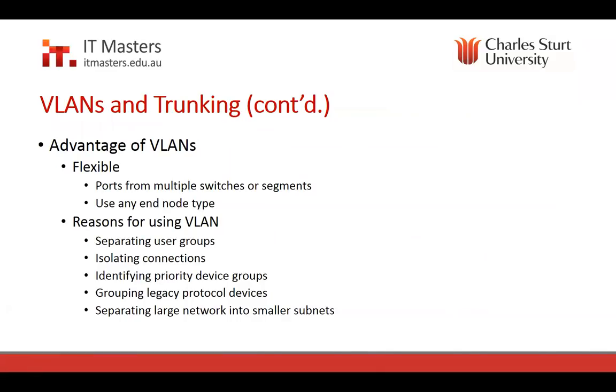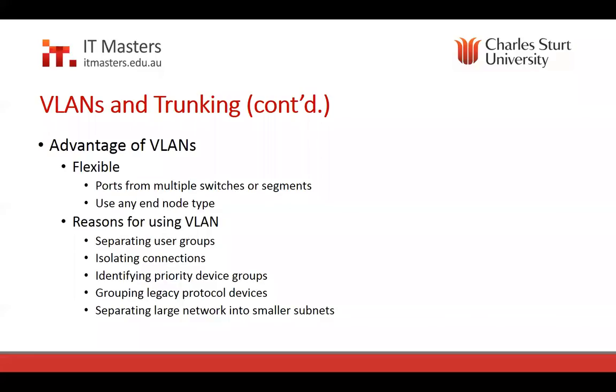Advantage of VLANs is that they're flexible. You can have ports from multiple switches or segments. The VLAN doesn't have to exist on one switch. It can exist on any number of switches in your network. You can transport it around any way you like, and you can use any node type. So you can have a wireless node, a fiber node, or a copper node. It doesn't matter what the device is, you can share VLANs amongst any type of device.